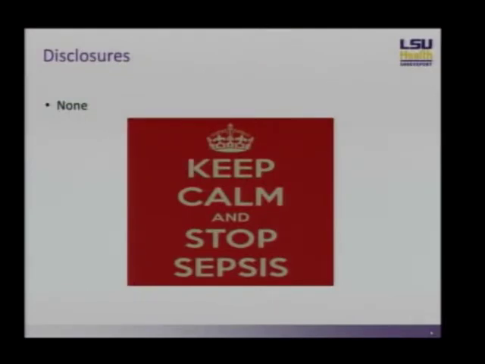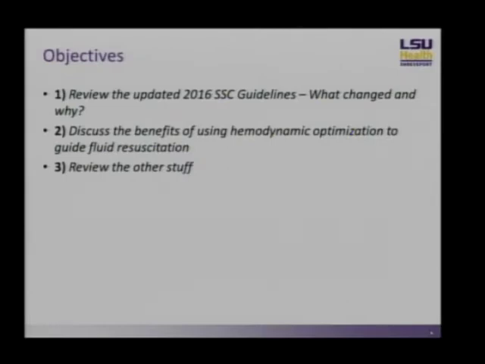From the standpoint of our objectives, we're going to talk about the continuum of where we were when we started talking about sepsis many years ago, all the way through where we are today, and spend a few minutes on the changes that happened in 2016 and why those changes occurred. We're going to talk a little bit about hemodynamic optimization and fluid management, because that's part of treating your septic patient. Then we'll go through some other stuff that's popped up in the last 2 or 3 years related to our septic patients.